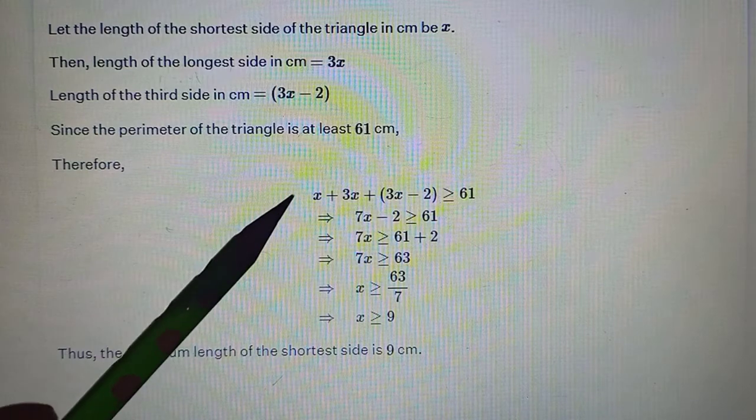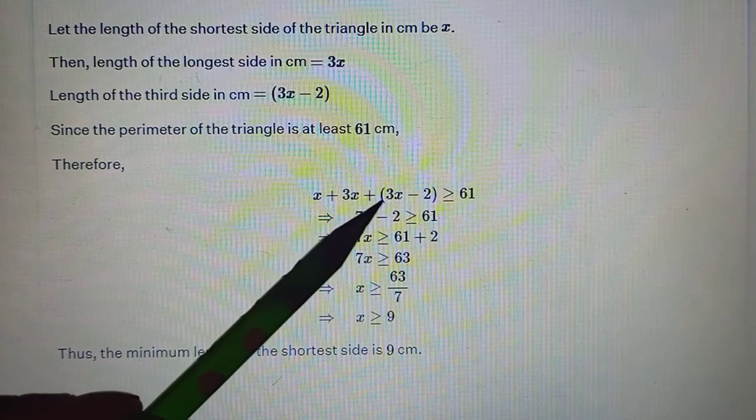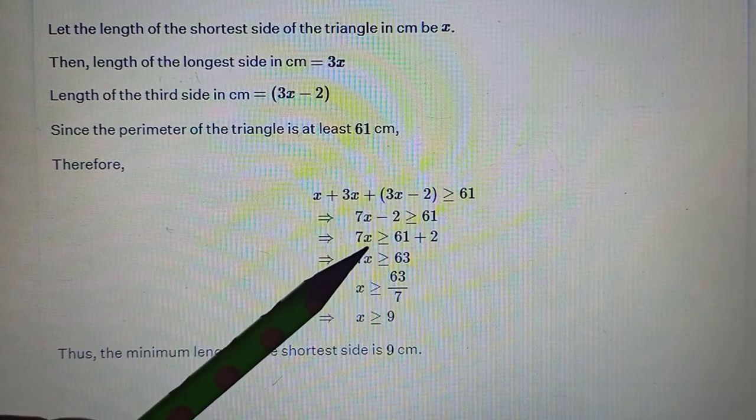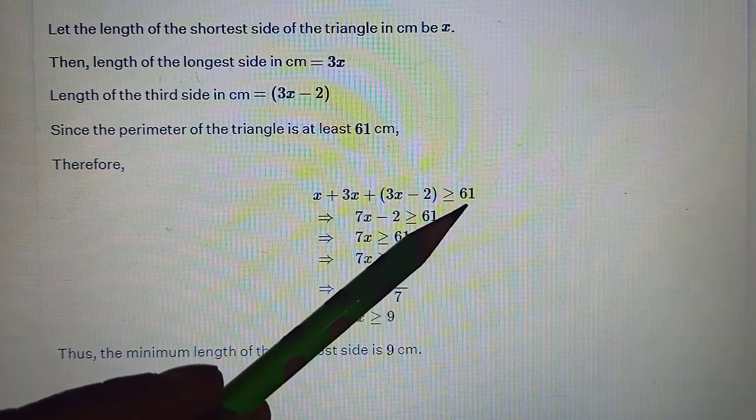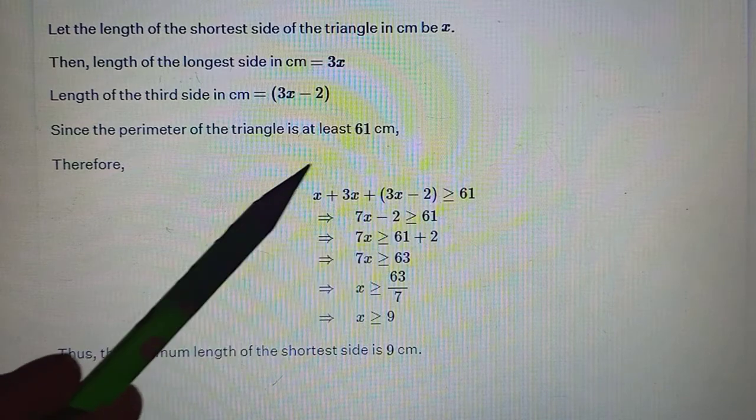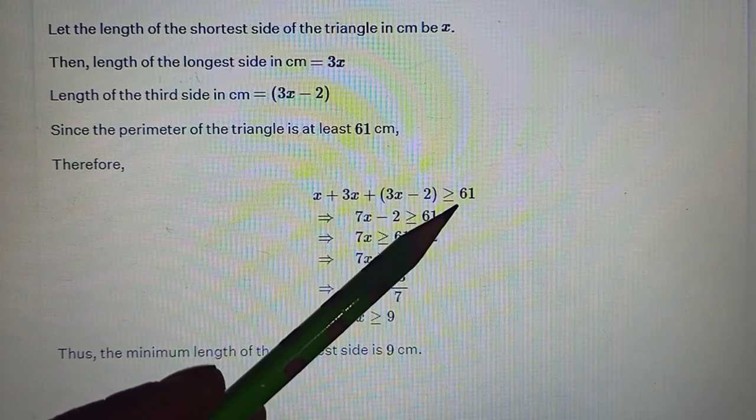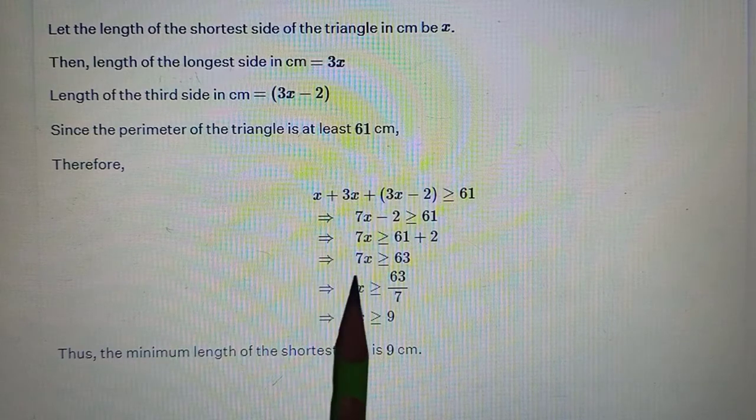So perimeter is the sum of all the three sides. One was x, the shortest we had assumed, then the longest, and the third side. This sum is at least 61. So at least, I told you, means this is the minimum value. It can be more. So the sign will be greater than or equal to. This perimeter can be more than 61 but not less. At least 61. So that's the sign we take. Greater than or equal to.